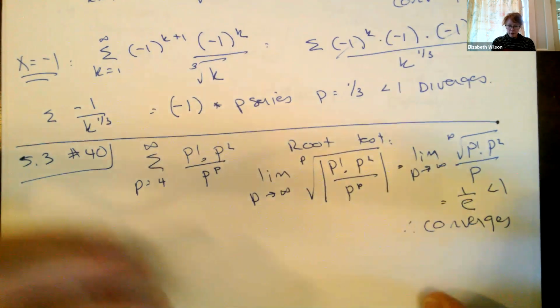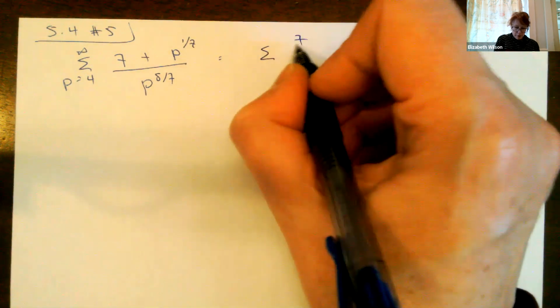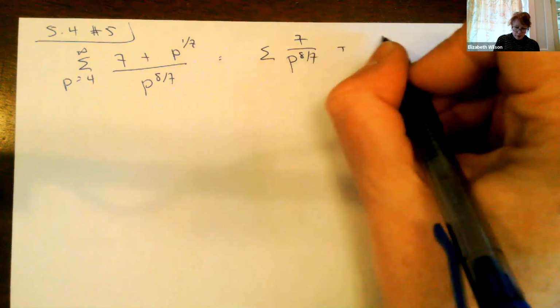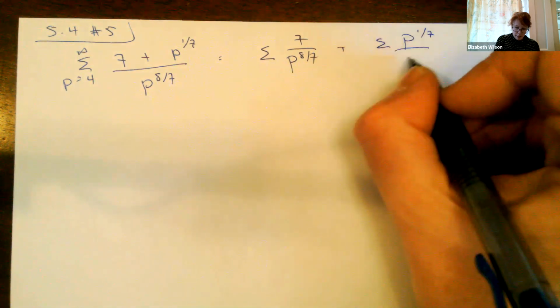So 5.4, number 5. Five goes, hang on a sec. Okay, so this looks like the sum from p equals 4 to infinity of (7 plus p to the 1/7) all over p to the 8/7. So I'm going to break this up into two pieces: 7 over p to the 8/7 plus p to the 1/7 over p to the 8/7.